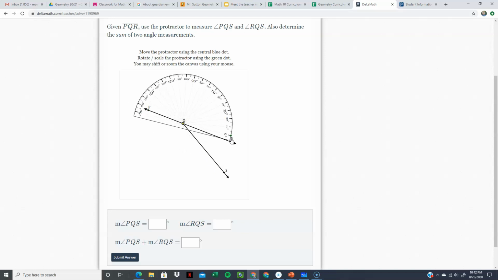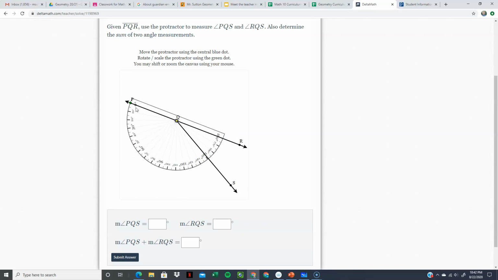So I don't want to do it this way, right? Because that doesn't tell me what either of these angles are. We want to do it this way. That way I can zoom in here.